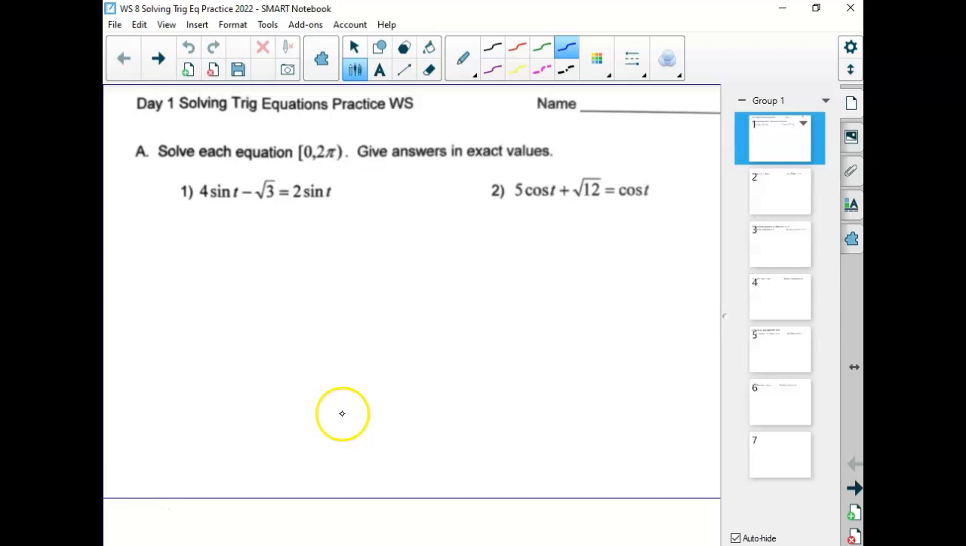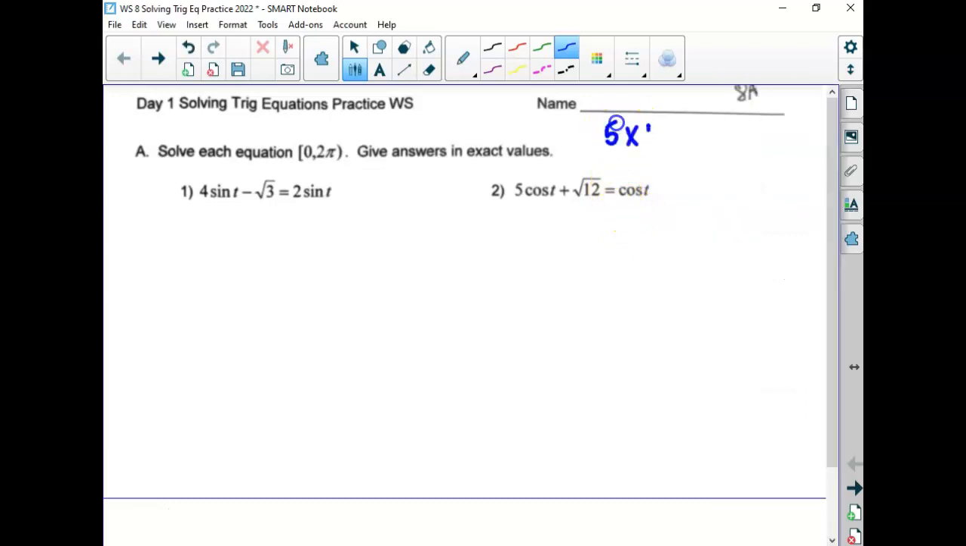What's the idea here? Let's talk about 2 because it looks really disgusting. I'm not looking like that's going to find anything on my unit circle. But actually, what can we do? Okay, guys, pretend that said x. 5x plus square root of 12 equals x. What would you do first? Get all the x's on one side? So maybe we could subtract the cosine of t over here. What does that leave?